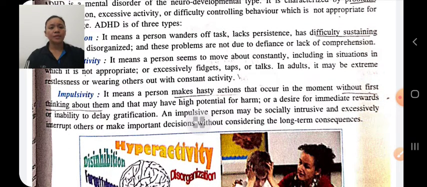Impulsivity means making hasty actions that occur in the moment without first thinking. Without thinking, he does various activities, and if he acts without thinking, it may result in mistakes. It is harmful, and includes desire for immediate rewards or inability to delay gratification.